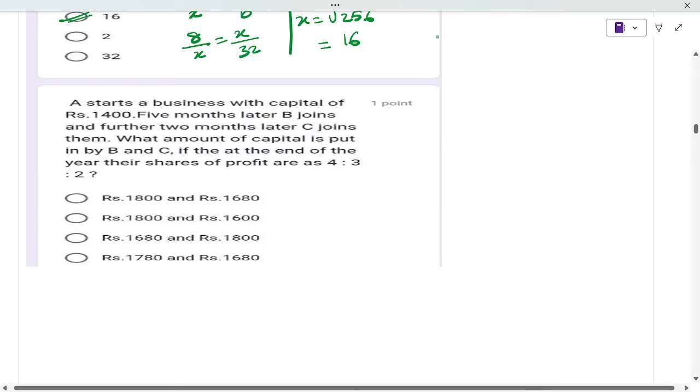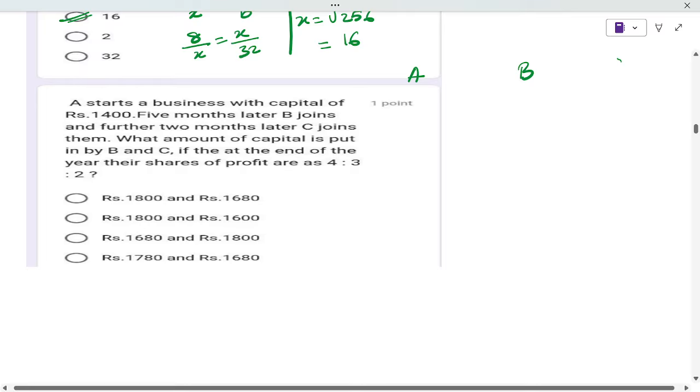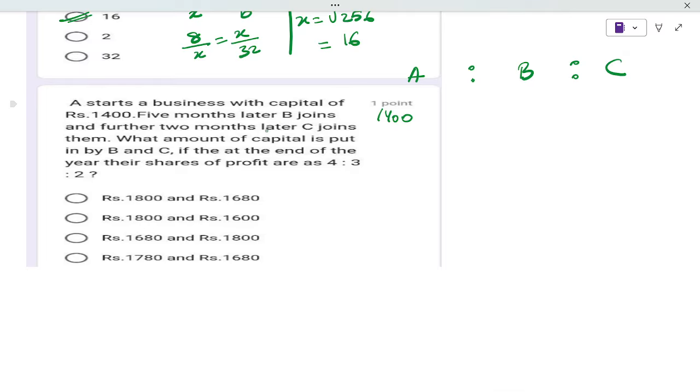Okay. Next one is from the partnership topic. A starts a business with capital of rupees 1400. 5 months later B joined. So here A, B, C, we have to make a ratio. A joined with 1400, B joined after 5 months. The duration can be 10 months, 2 years, or 1 month also. Further 2 months more, that means 5 plus 2, 7 months, C joined.